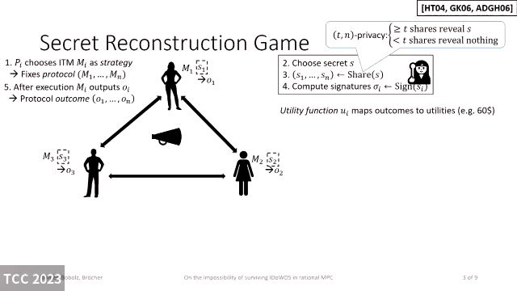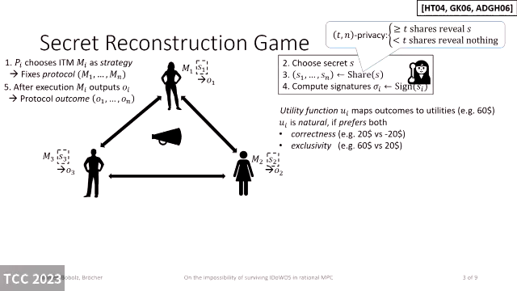Lastly, now we can formalize what utility or rationality means, namely each party has a utility function UI, which maps such outcomes to some utility. In the previous example, it would have been, for example, $60 for party 3, when he were the only one to learn the secret, right?